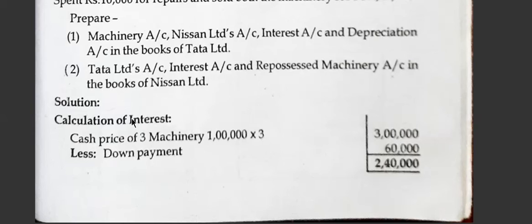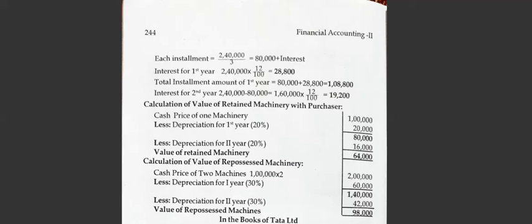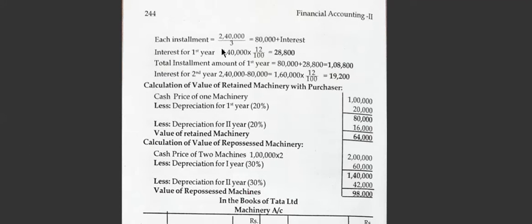Calculation of interest. Cash price of 3 machinery, 1 lakh into 3, it is 3 lakh rupees, less down payment 60,000, you will get 2 lakh 40,000. Now 2 lakh 40,000, each installment how much? 2 lakh 40,000 divided by 3, 80,000 plus interest. So you have to go for the second case and calculate it. 2 lakh 40,000 into 12% interest, you will get 28,800. Total installment for the first year is 80,000 plus 28,800, it is 1 lakh 8,800.